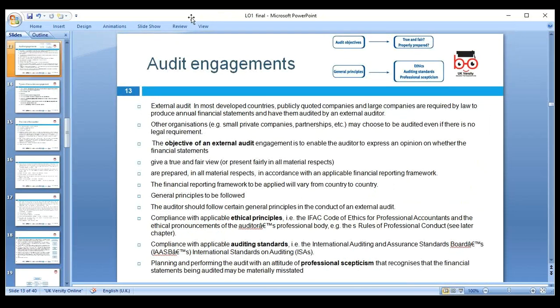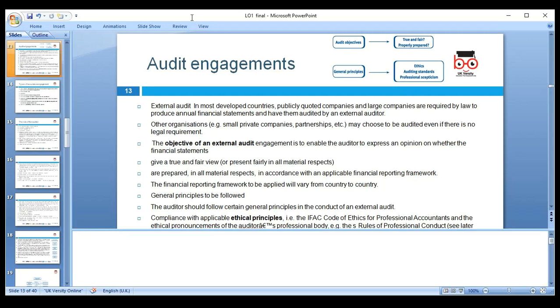The audit objective is true and fair, as we discussed, and general principles of ethics. Do we know the professional ethics? What are those, please? Do you know the 5 professional codes of ethics which every accountant needs to follow?